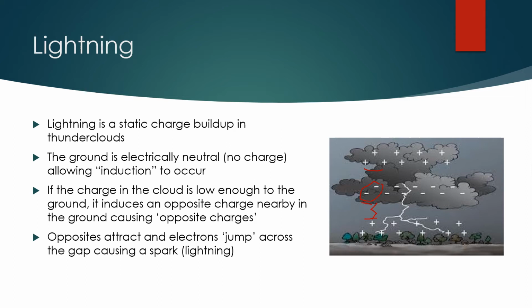It's also why you can see sky lightning often. You get two clouds that come near each other. They induce opposite charges on each other, and you get these electrons jumping from the negatively charged cloud to the induced positively charged cloud.